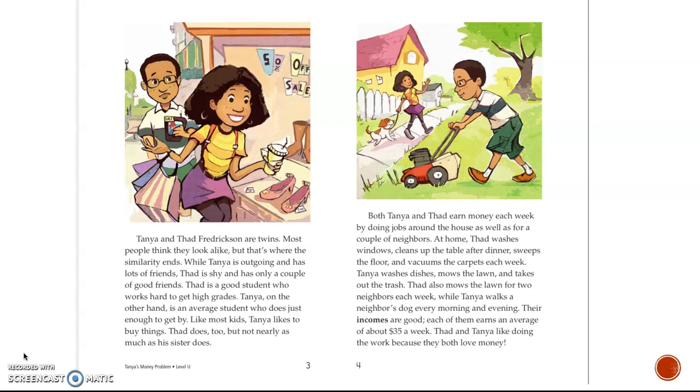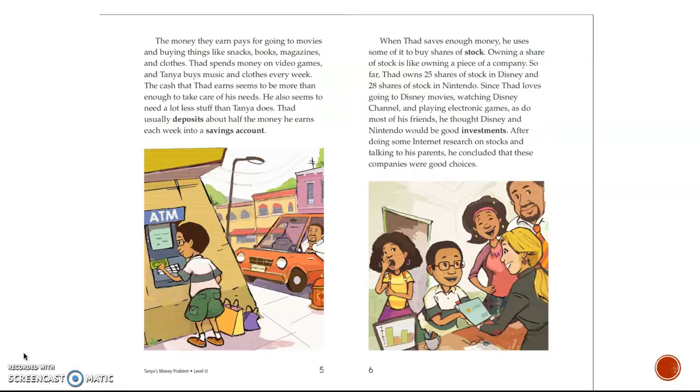Their incomes are good. Each of them earns an average of about $35 a week. Thad and Tanya like doing the work because they both love money. The money they earn pays for going to the movies and buying things like snacks, books, magazines, and clothes. Thad spends money on video games, and Tanya buys music and clothes every week. The cash that Thad earns seems to be more than enough to take care of his needs. He also seems to need a lot less stuff than Tanya does.